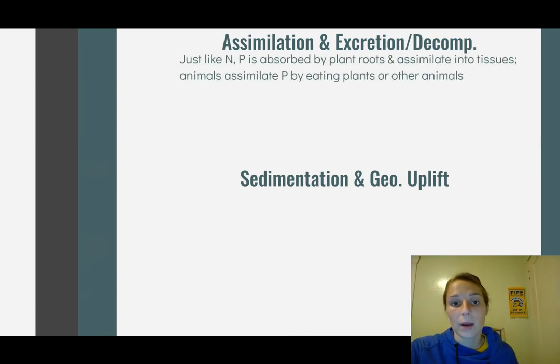Now, another part of the phosphorus cycle here, just like the nitrogen cycle, is that phosphorus is going to be absorbed by plants via their roots and then assimilated into tissues. And then the animals will eat those plants, and that's how they get phosphorus assimilated into them. So assimilation is basically just the process of phosphorus being taken in by a plant and becoming part of its tissues, and then the animal eating that plant and it becoming part of the animal tissue.